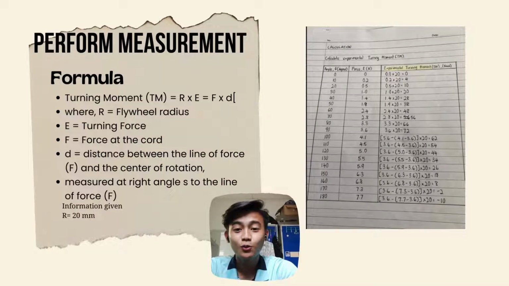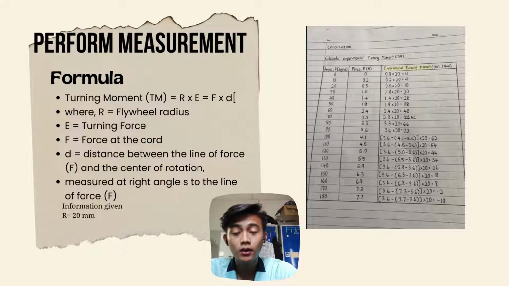We move to the next part, which is the perform measurement. In this part, we need to calculate the turning moment by using the formula of turning moment, which is R times E equal to F times D, where R is equal to the flywheel radius, E is equal to the turning force, F is equal to the force at the chord, and D is equal to the distance between the line of force and the center of rotation. So, the information that we get from the lab sheet is the radius of flywheel is equal to 20 mm.